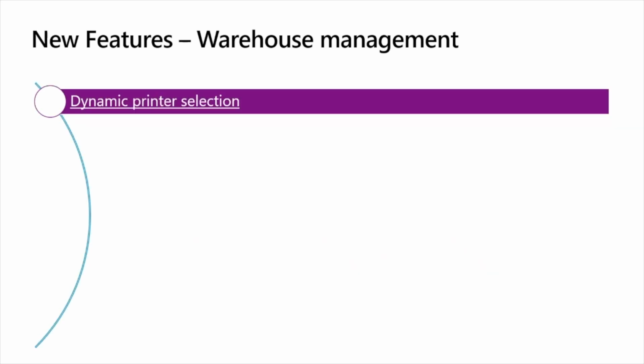The first one is the dynamic printer selection. When this feature is used and a worker requests printing, the system selects a printer based on the current work user, warehouse, location, and/or zone. The warehouse manager can set up default printers for each work user, warehouse, location, or zone.